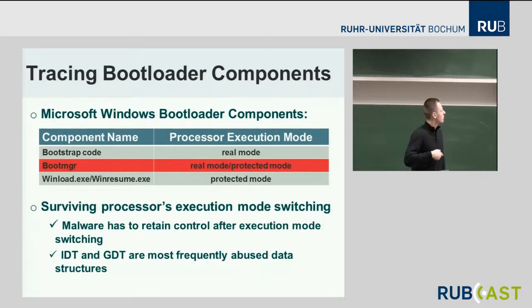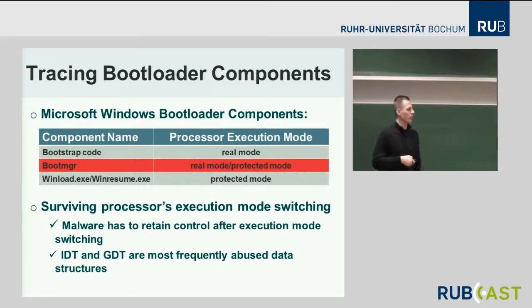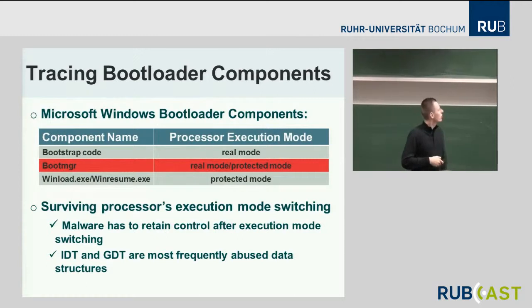The most often abused data structures are the IDT and GDT. GDT is the Global Descriptor Table, which defines the descriptors for memory segments. These are the critical components which we should pay close attention to from the security point of view.